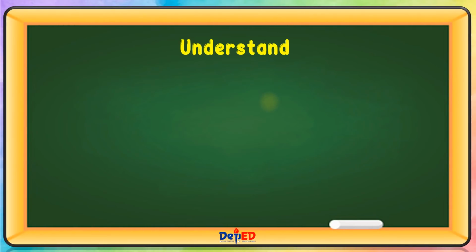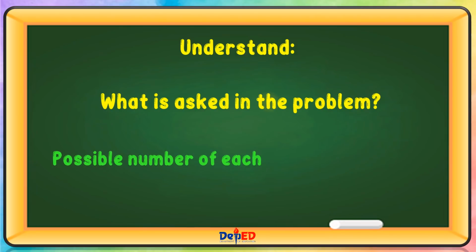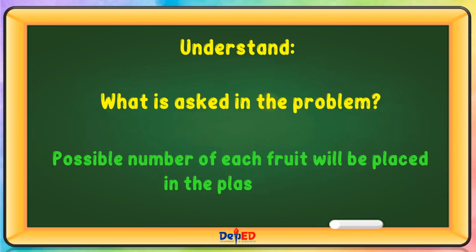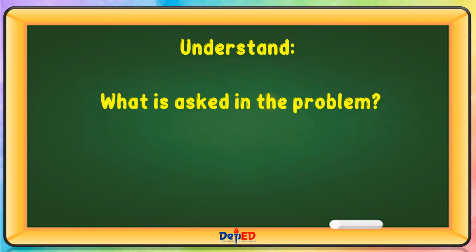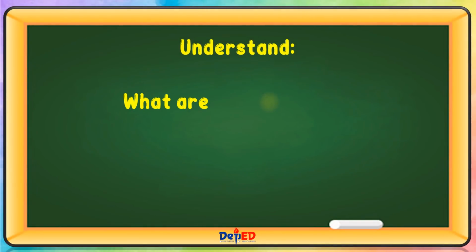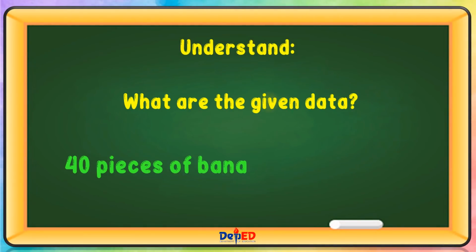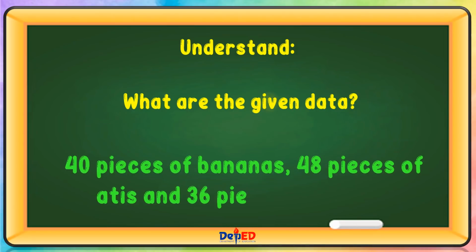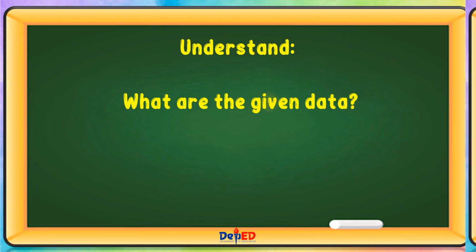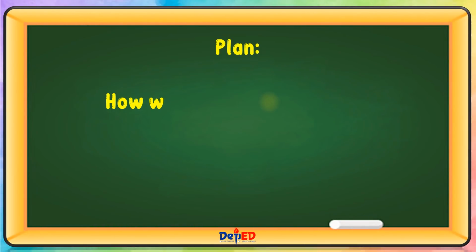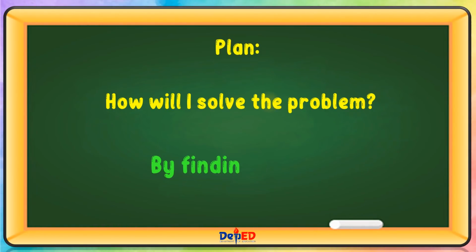Let us understand what is asked in the problem. Possible number of each fruit that will be placed in the plastic bag. Understand what are the given data. 40 pieces of bananas, 48 pieces of atis, and 36 pieces of chicos. So, how will I solve the problem? By finding the GCF.